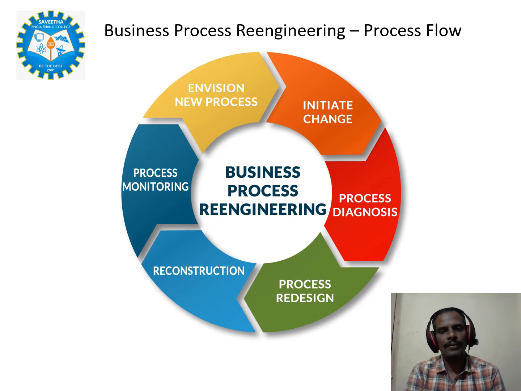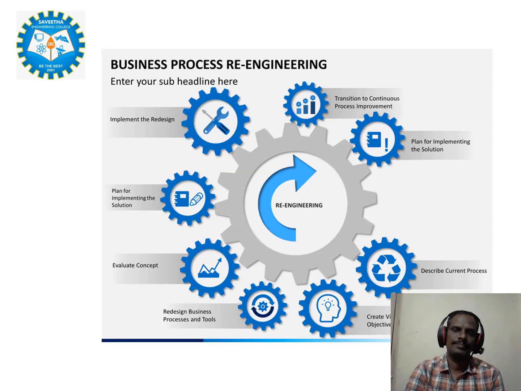This is the cycle for BPR. First is initiating changes. Initially, what type of changes are to be implemented should be found at the initial stage. Then process diagnosis, process redesign and reconstruction, process monitoring, and envisioning of the new process. So all these processes come with the new technology, as newly implemented work to be given for quality product manufacturing. And these are all the major steps also followed for the process of the quality product.